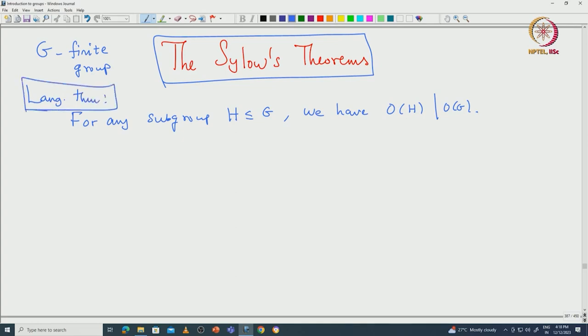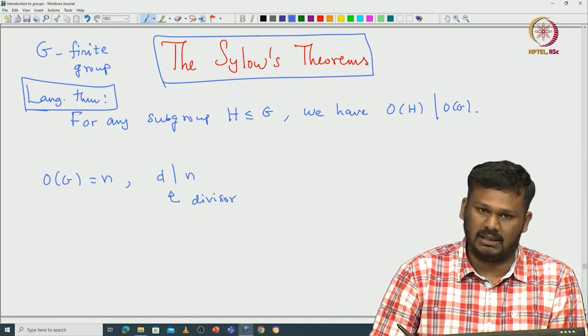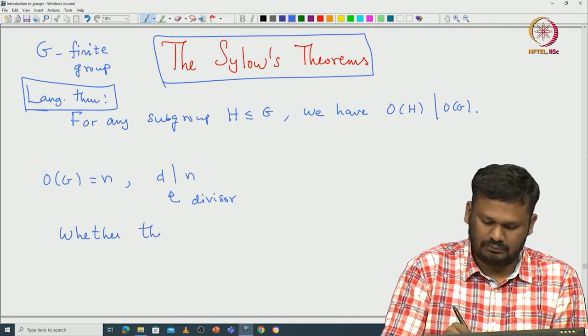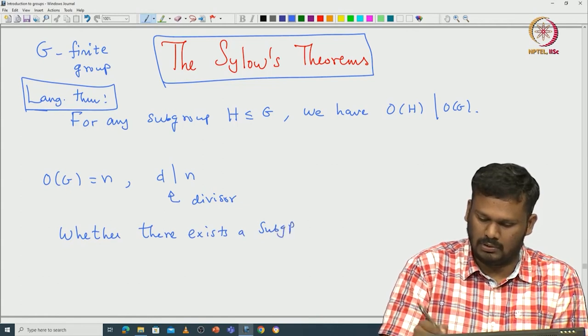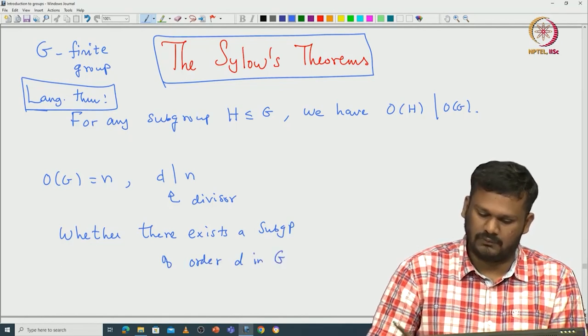Now one can ask this question. If you fix the cardinality of the group, suppose you know that the cardinality of the group is n, and you fix a divisor d of n, one can ask whether there exists a subgroup of order d in G. This is the converse. So this is the question.